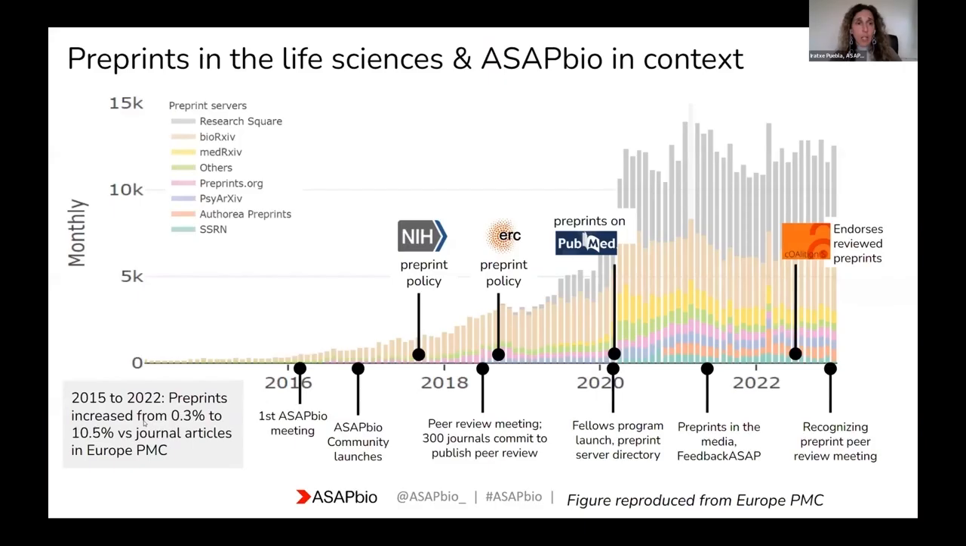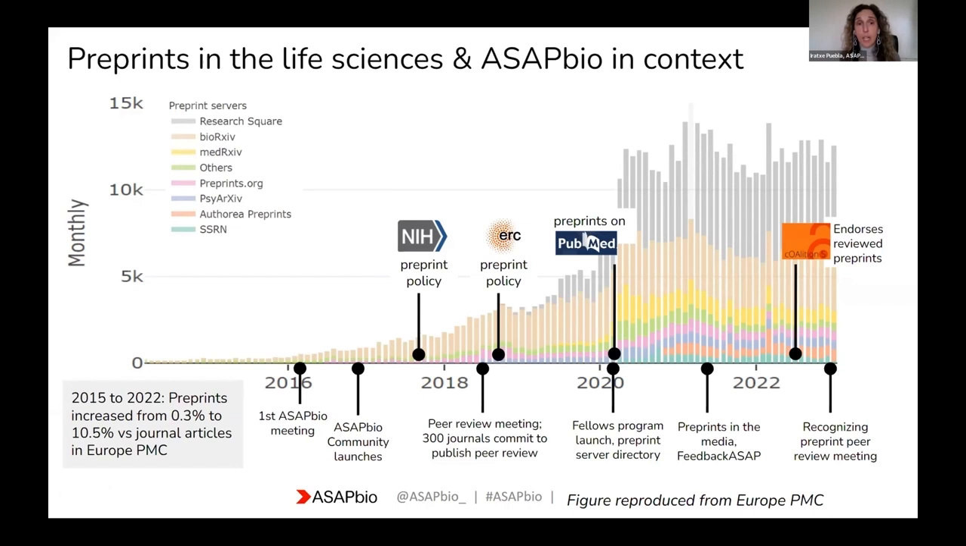So to give you a bit of context as to what the landscape has been over the last 10 years or so for preprints in the life sciences, I just want to show you this interesting graph. It's data based on indexing at Europe PMC, which is an indexing service that covers mostly biomedical sciences. And as you can see, there's been quite a robust increase in the use of preprints in the life sciences over the last 10 years or so.